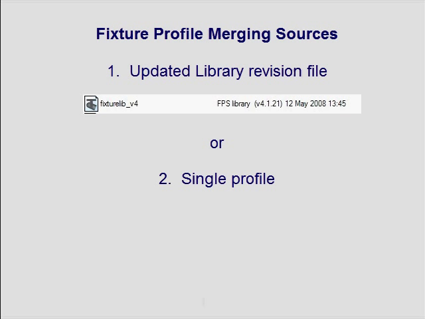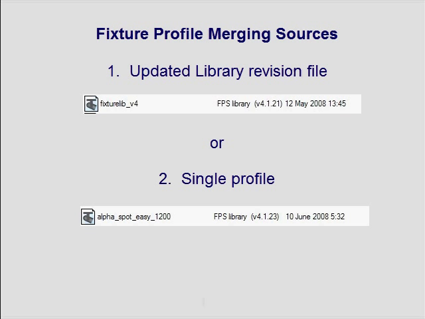One would be an updated library revision, because maybe there's a fixture that was added to library version 4 after you started programming. This might be the case if you updated your console software recently. The second possible source would be a single fixture profile. If you requested a profile from our forums and received a library attachment, this is most likely what you will be merging. We'll merge profiles from both types of sources. Let's start with merging from an updated library revision.